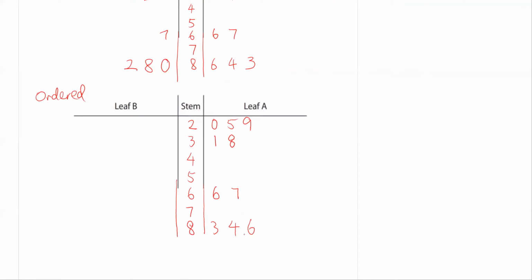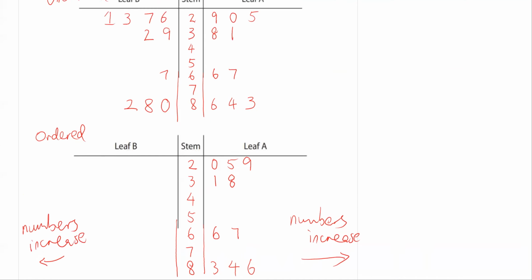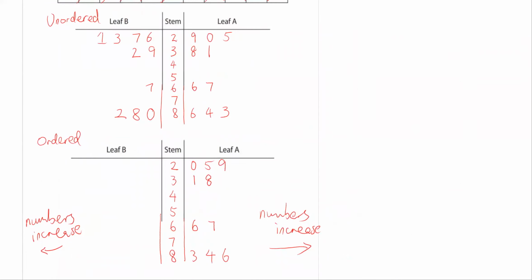So on the right-hand side, the numbers increase in that direction towards the right-hand side. However, if we are going to be writing down numbers for the left part of this back-to-back stem and leaf, you have to make sure that your numbers increase towards the left. Okay, so pay attention to how you write down your values.